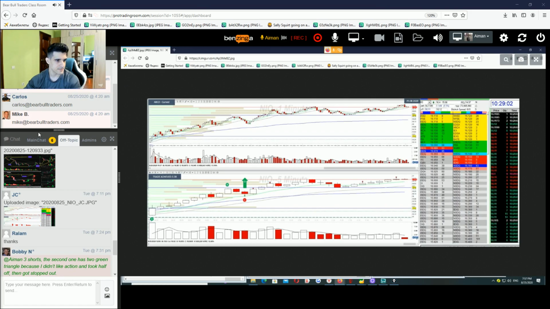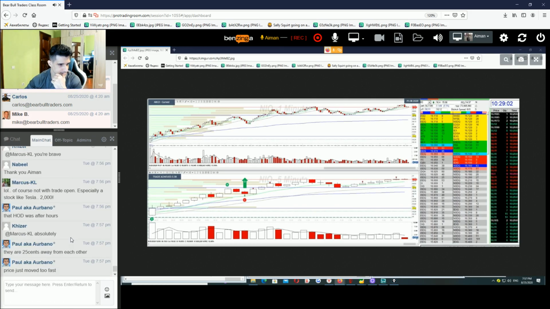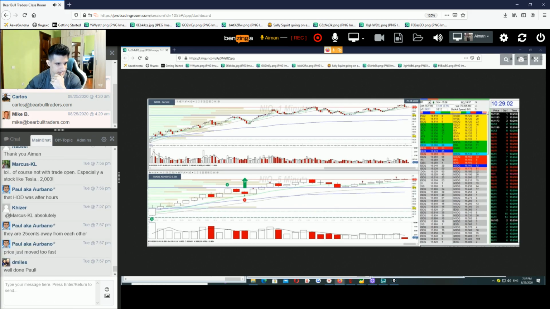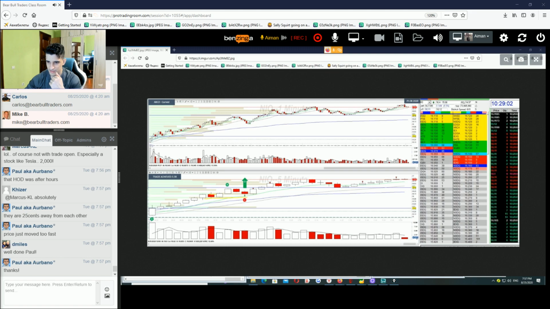JC. JC traded NIO to the long side. This was an ABCD pattern, and this is what we actually said right there. Look at this, the previous low, right? The low pivot point right here is acting as support. It's also the 9 moving average on the 5-minute chart. It's also a doji on the 1-minute chart.